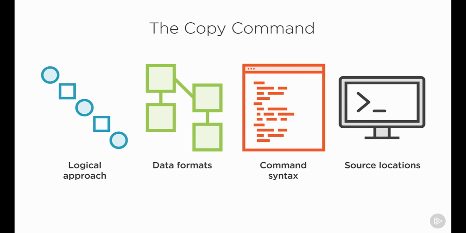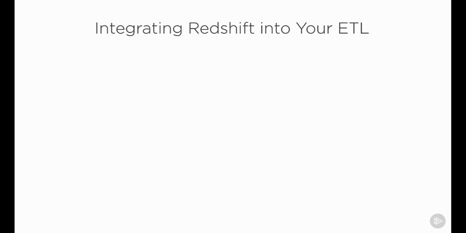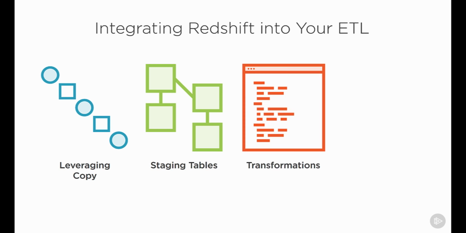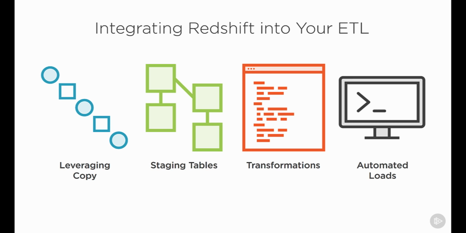Now, part of this conversation will require that we explore our options for source locations of data, loading from S3, from external sources, potentially even from existing databases within AWS, such as DynamoDB. We'll then look at what it takes to wire Redshift up to your existing ETL processes. So not only leveraging the copy approach, but leveraging staging tables, performing upserts, using efficient transformation approaches, and doing bulk inserts as part of an ongoing automated load process.